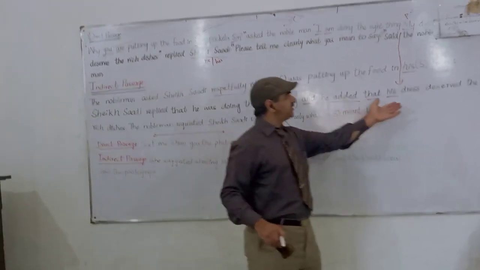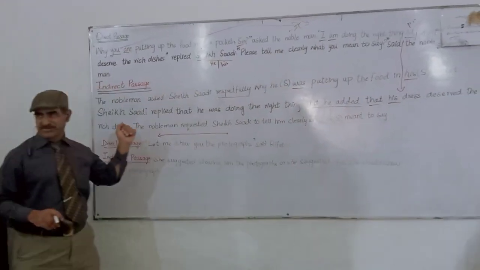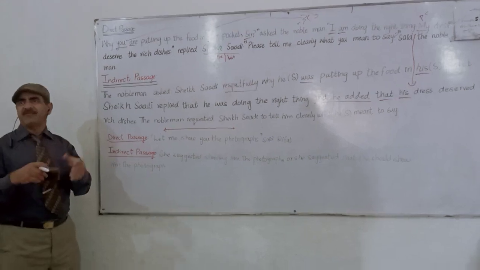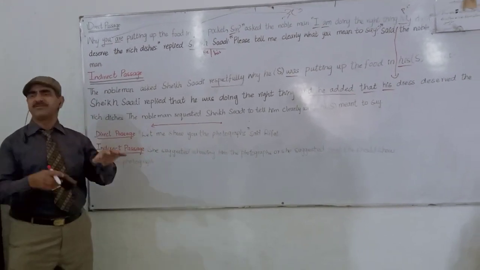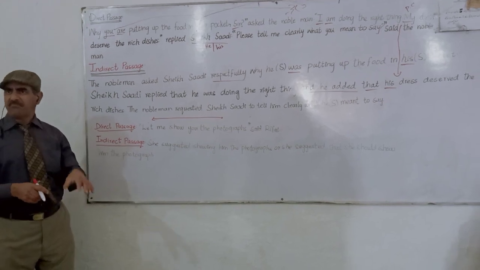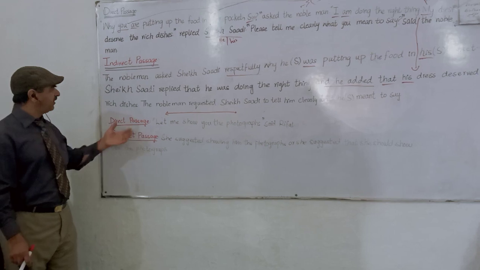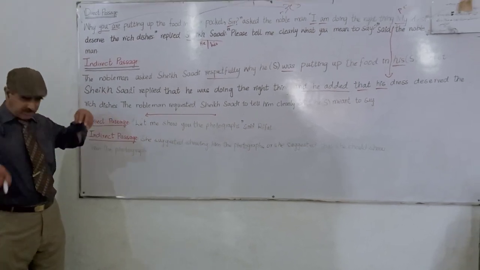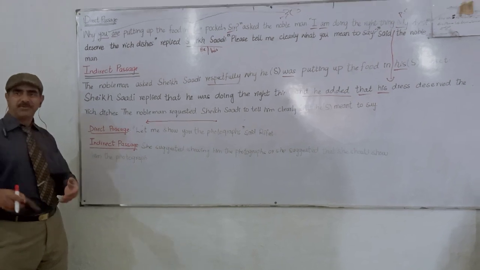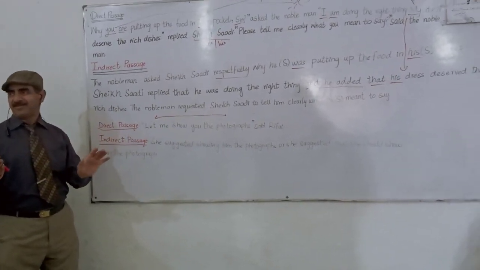His dress deserved the rich dishes. So they were not giving him meals or offering him food when he was wearing a below normal dress, like a poor man's dress. When he wore a rich man's dress, everybody was offering him food. He started putting it inside the pocket: you are giving this food to my dress, not me. He wanted to show that.